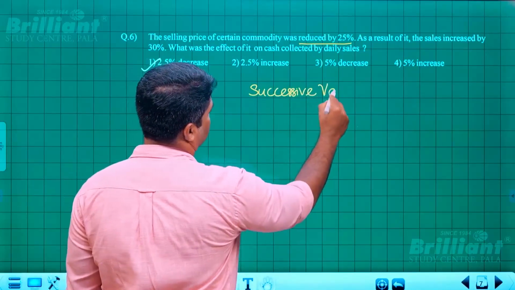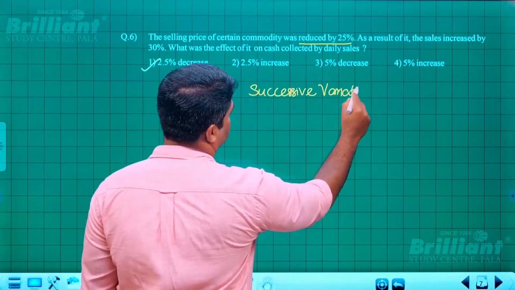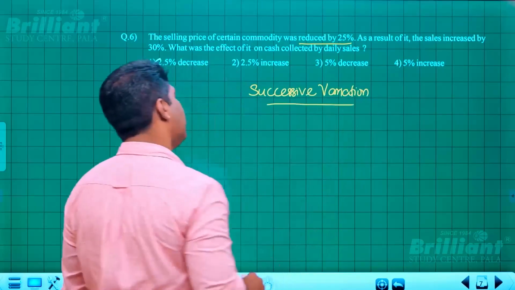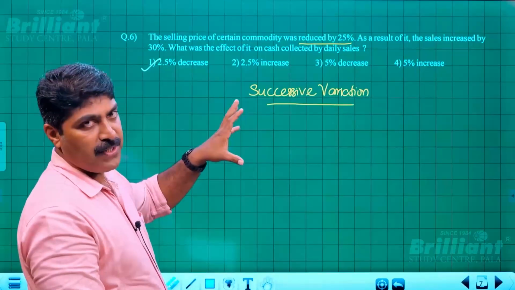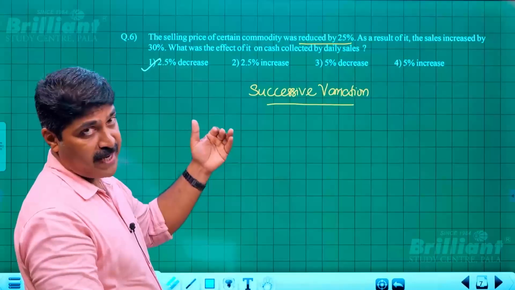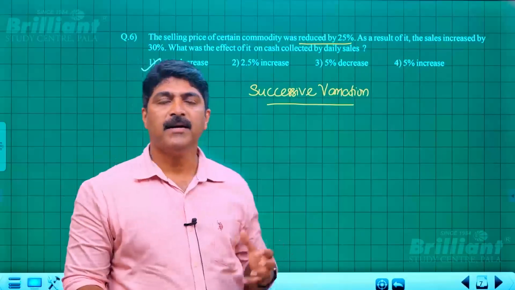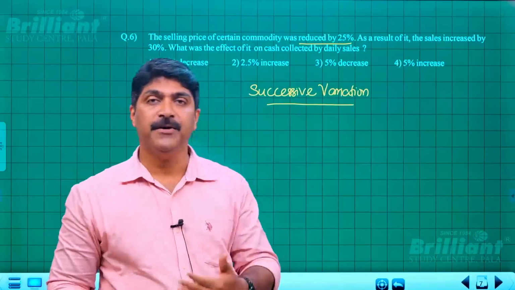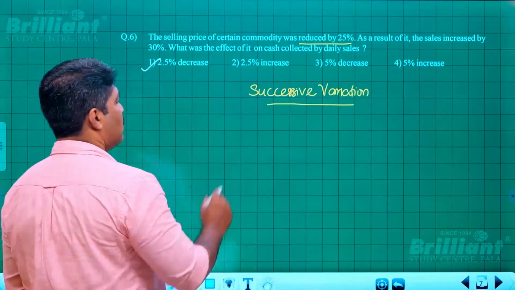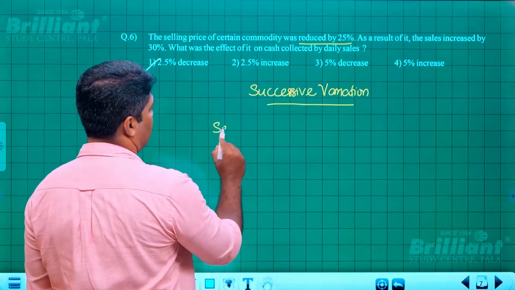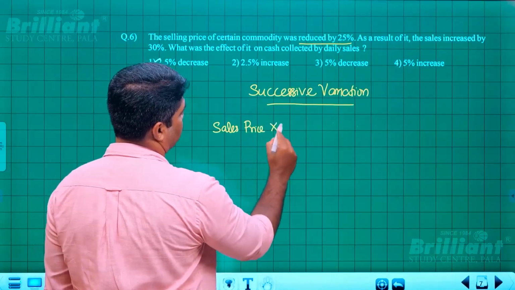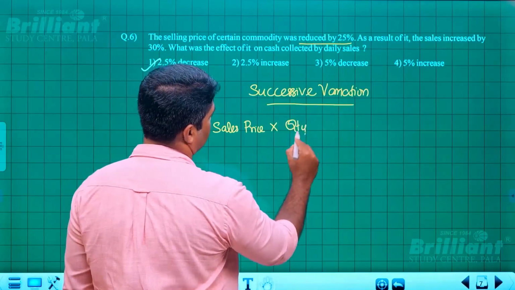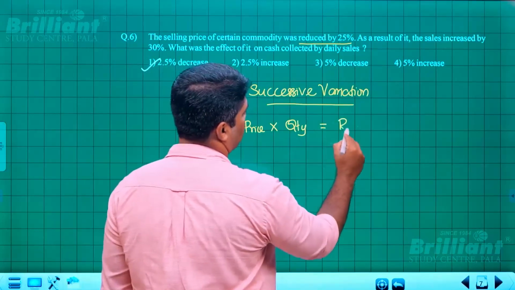Successive variation. In such a situation, here we know that two components, sales price and quantity, their product is expenditure, meaning total revenue. Suppose here we just consider sales price into quantity of sales. That is equal to revenue.